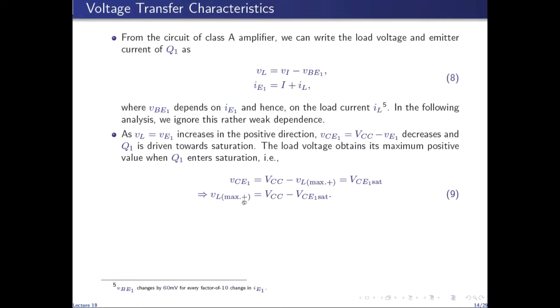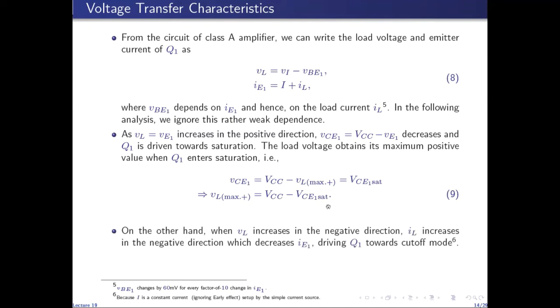positive. So VL maximum positive is found to be VCC minus VCE1 sat, which is approximately equal to VCC because VCE sat is a small value, about 0.2 to 0.4 volts. So this maximum is almost equal to VCC, but strictly speaking, it is less than VCC by an amount VCE sat.